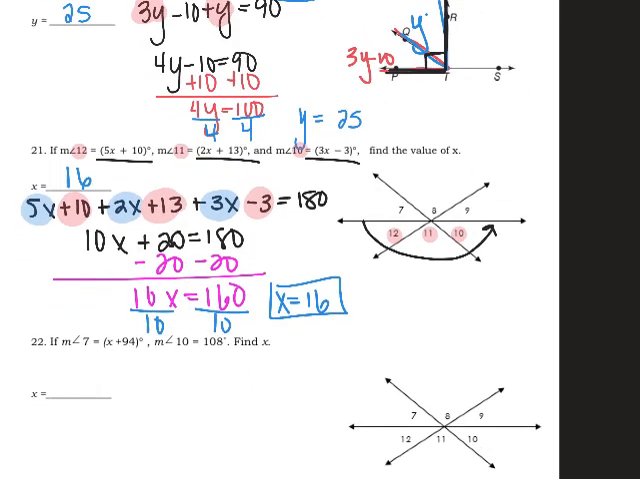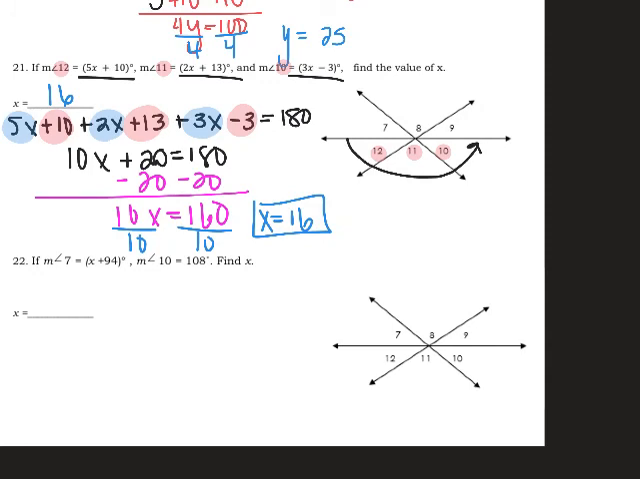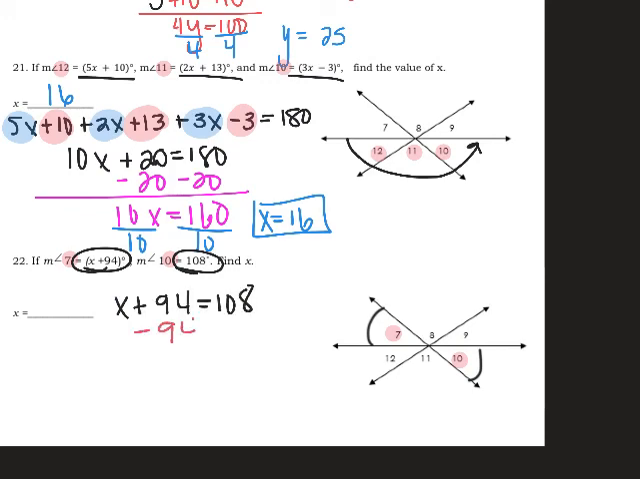All right, last one, I believe. The last one, they're looking specifically at 7 and 10. What should be true about these two angles? They're vertical. And if they're vertical, what's true about them? They're equal. If they're equal, what do we do with equal things? We set them equal. Good. Let's subtract 94 from both sides. And what do we get? 14?